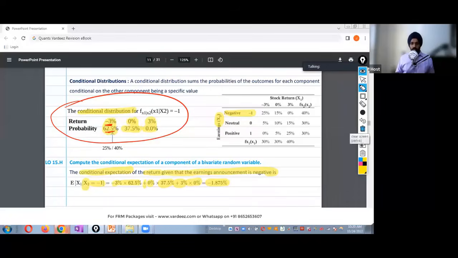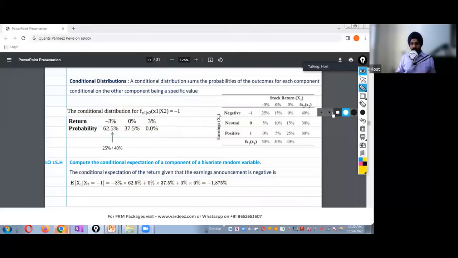Okay. So that's all that you need to understand for this thing. Make sure that you know what they are asking. If X2 is equal to -1, that means we are just looking at this particular thing. If this 40% marginal probability is not given, no worries, calculate it. 15 plus 25 plus 0, that's 40. So then this divided by this, you get your answer and you have your distribution. Fair enough? That's all that you need to know.